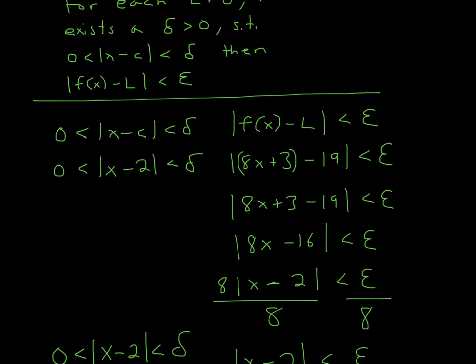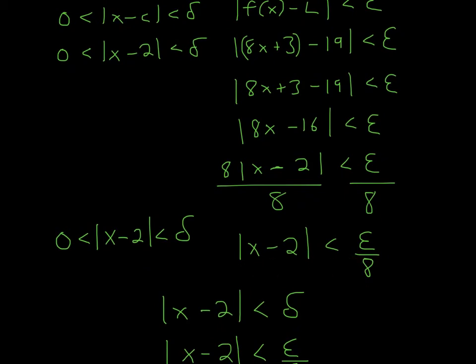Since we have that, we can simplify it so that we get 8x - 16. What we want to do at this step is find a way to make these two relate to each other. So we can pull out an 8. When we pull out an 8, it becomes 8 times (x - 2), because 8 times 2 is 16. Now we're getting somewhere. If we divide each side by 8, we get |x - 2| is less than epsilon divided by 8.